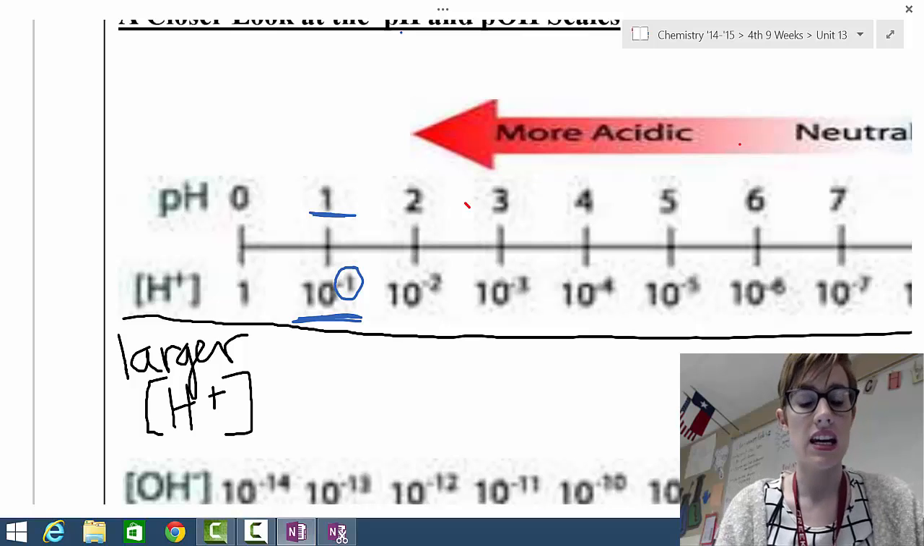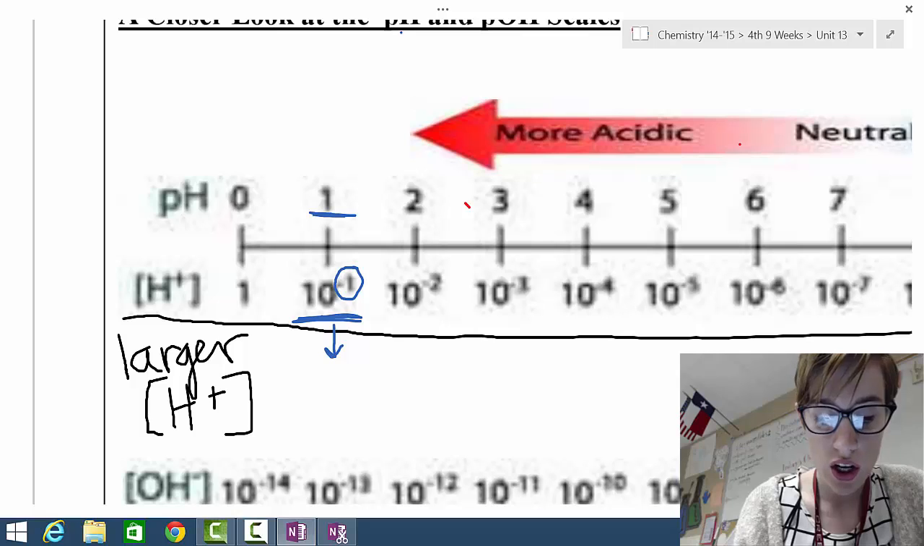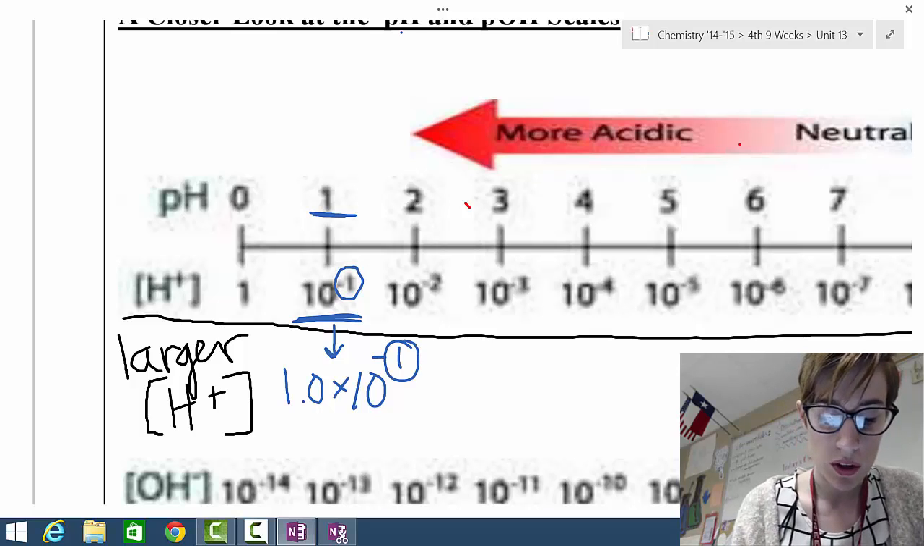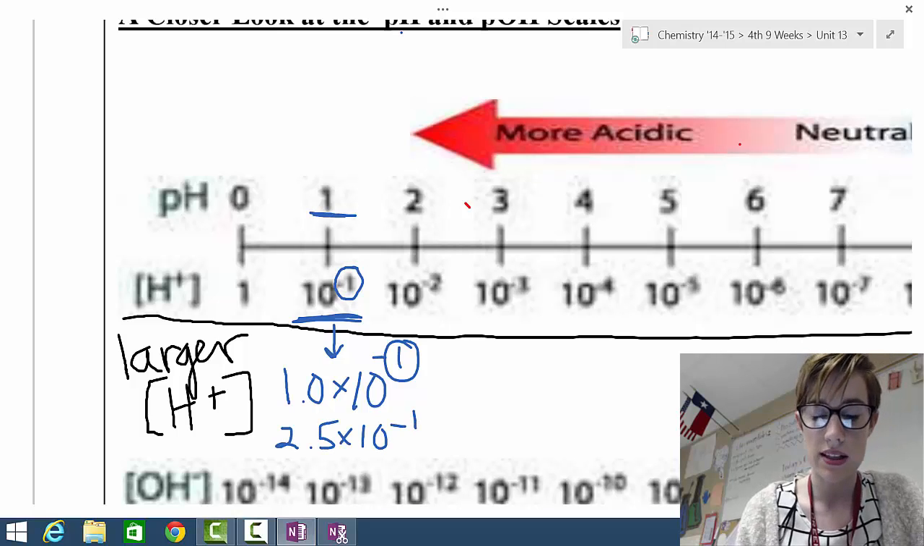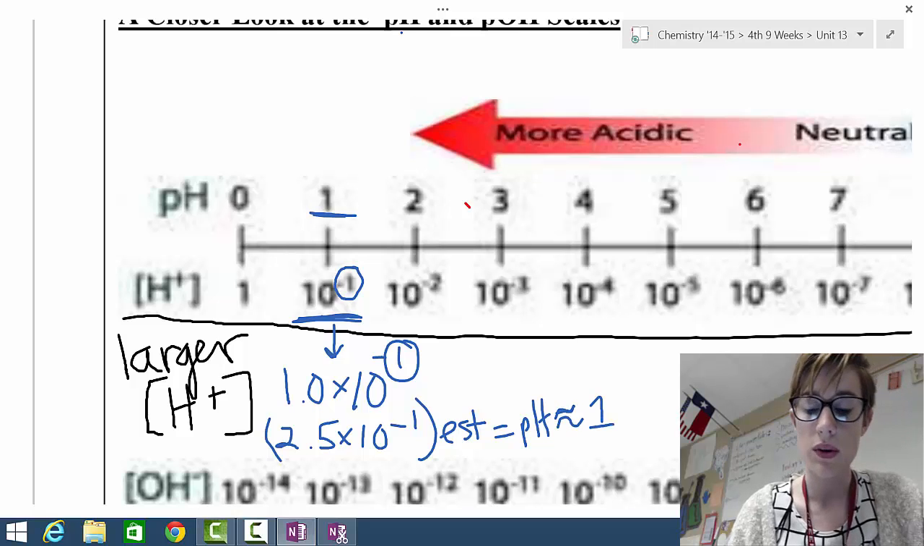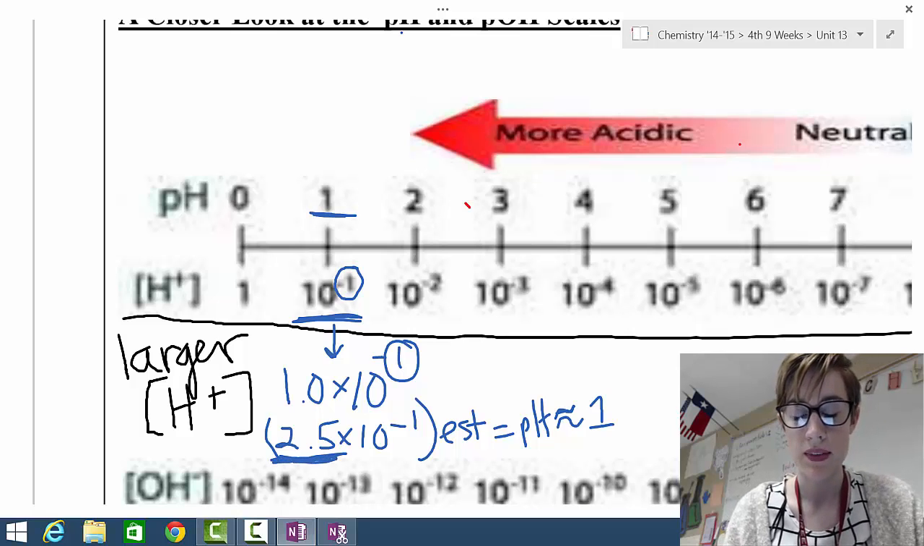And the reason why I'm not saying the pH is exactly 1 is because if your concentration is 1.0 times 10 to the negative 1, that's when your pH is exactly 1. But what if you don't have 1.0? What if you have another number like 2.5 times 10 to the negative 1? Well, that's where we have to estimate. So here we can estimate that our pH will be around 1, but we don't know exactly what the pH is because this number right here isn't 1.0.